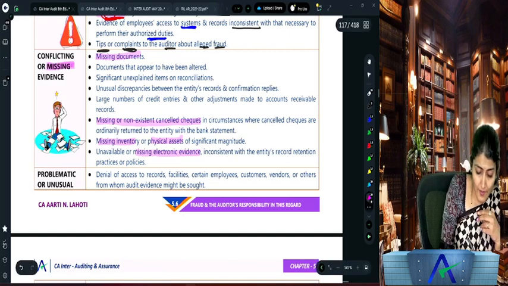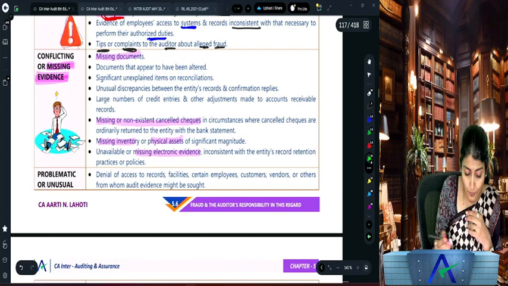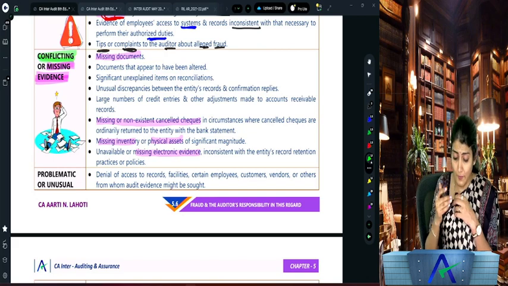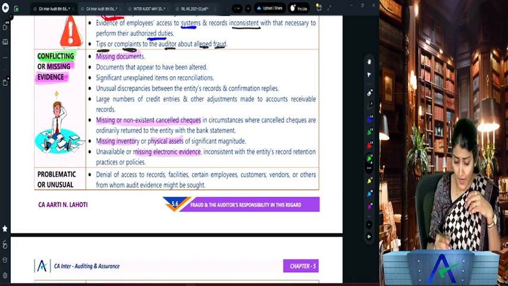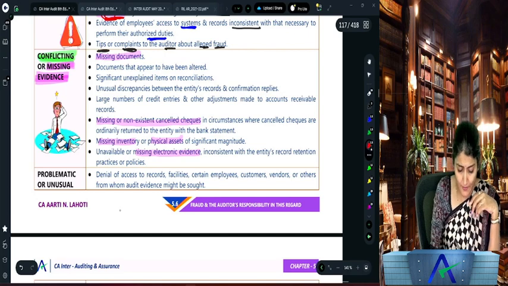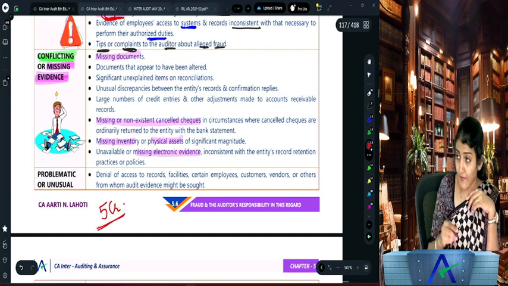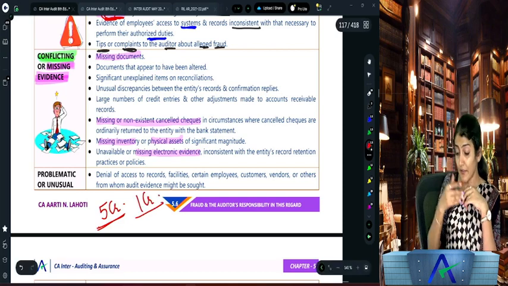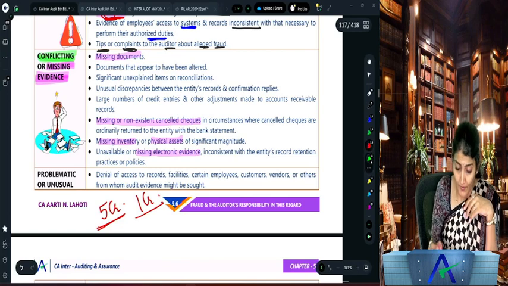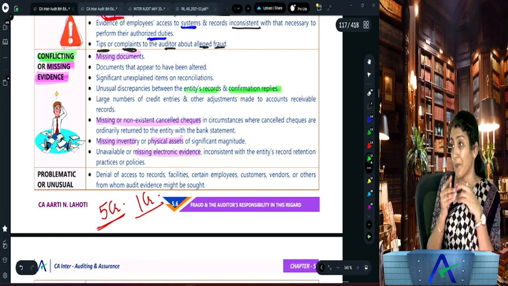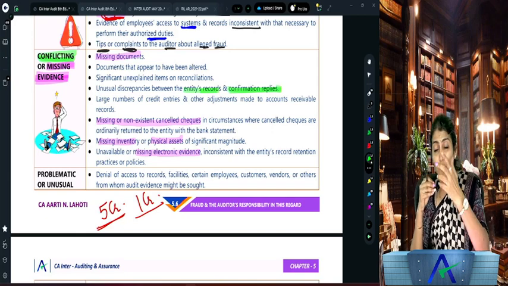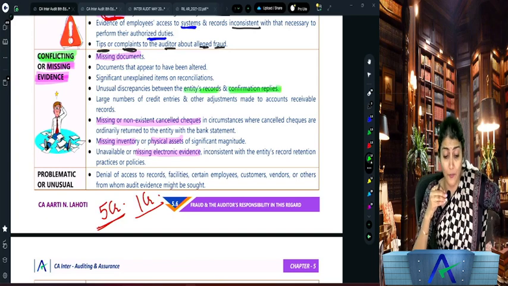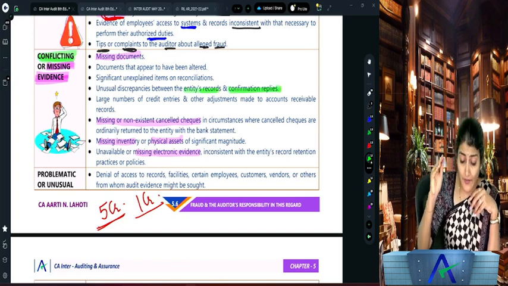So what is one thing over there? It is the missing evidences. And second, what does it say? It could be the conflicting evidences. Conflicting evidences means what? I asked the company, how much FD have you kept with the bank? They said 5 crore. I asked the bank, how much FD this company has kept with you? They said 1 crore. So that means there is a difference between the entity records and the confirmation reply. So are you able to corroborate? No, it is contradictory. Are you understanding that? There is a conflict between the entity records and the confirmation replies.